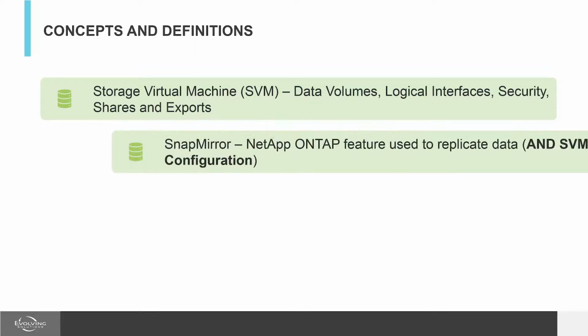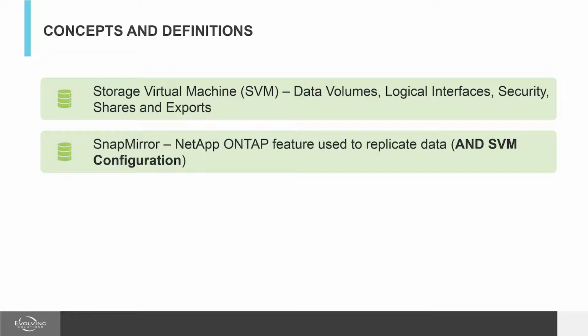SnapMirror is also a big component of this configuration. It's a NetApp Ontap feature that is used to replicate data, many of us know and love well. In this instance, the SVM configuration is also replicated to help with the disaster recovery procedure. The most common use of SnapMirror is to replicate data volumes from one NetApp cluster to another.